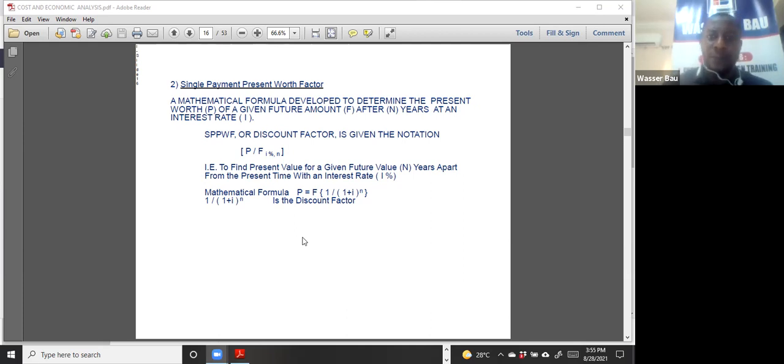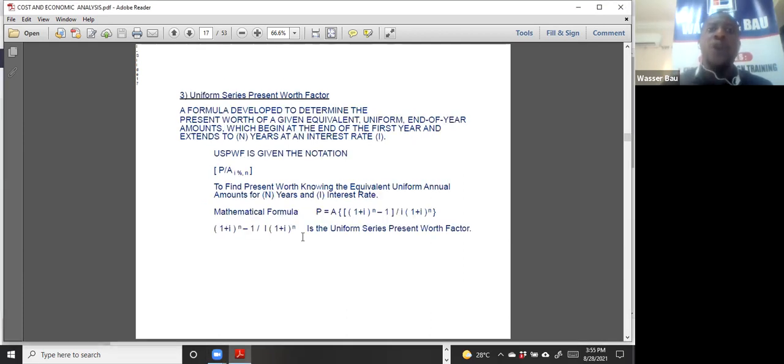Then the third one is what we call uniform series present worth. This is very important. It is used to find the present worth, knowing the equivalent uniform annual amount per year at a particular interest. So this means somebody wants to be paying me 10,000 every year for the next 5 years. What is the value of that money as of today?